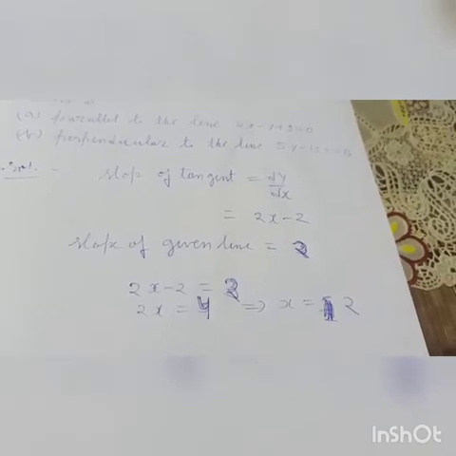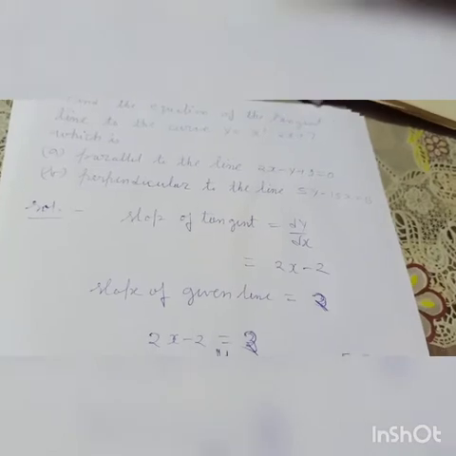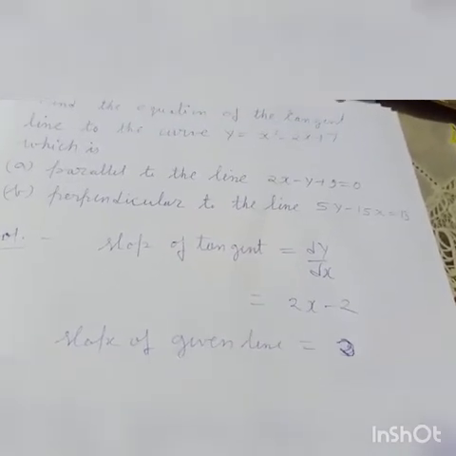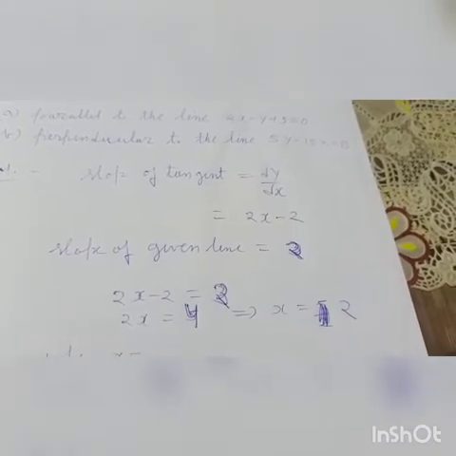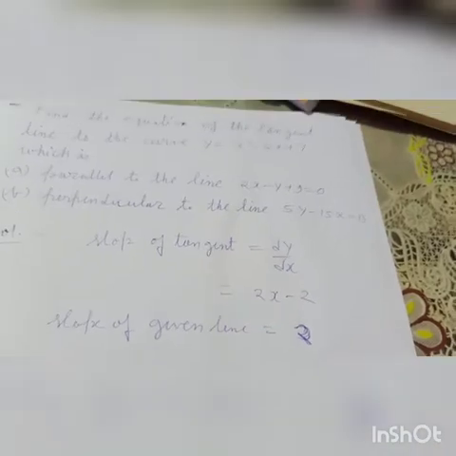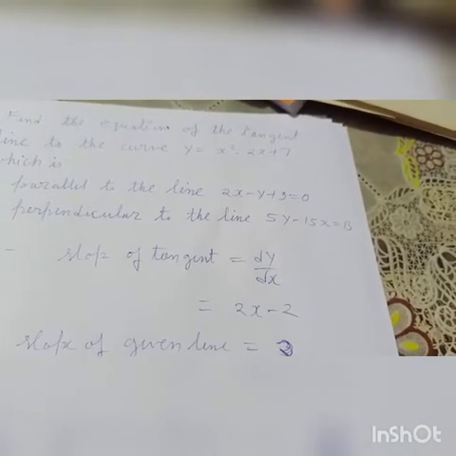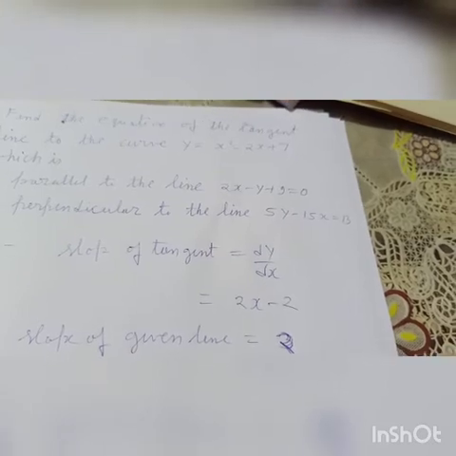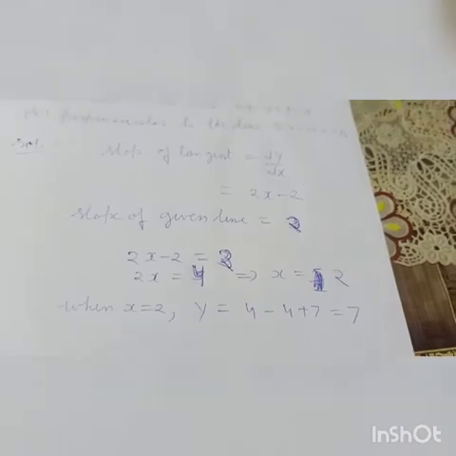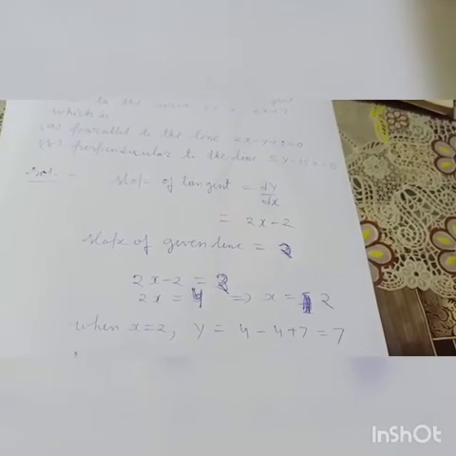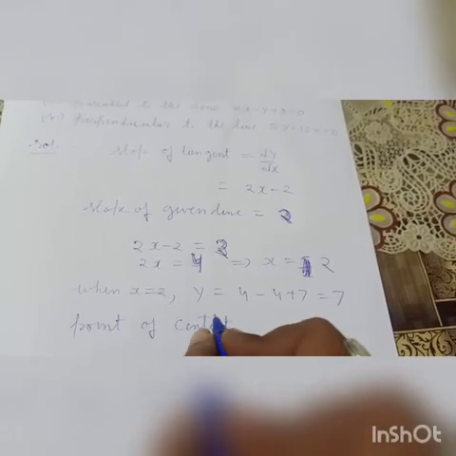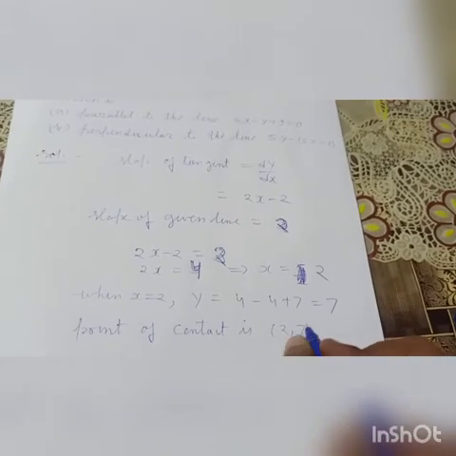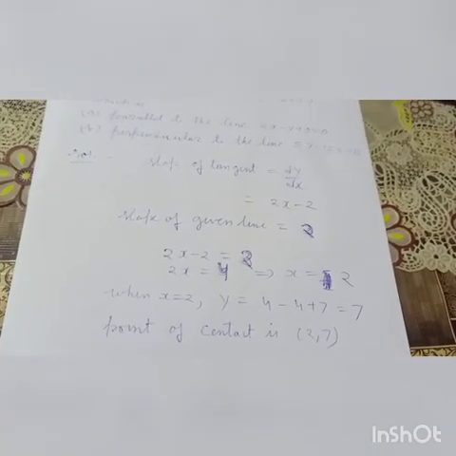Then when x equal to 2, you can find the value of y by using the given equation of the curve. So when x equal to 2, y equal to, from the given curve, 4 minus 4 plus 7, that is only 7. So the point of contact is (2, 7).